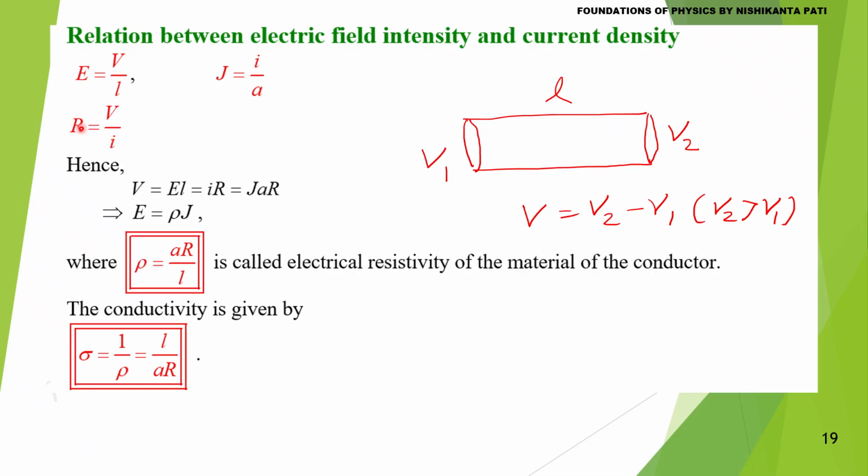The resistance of the conductor is V by I. So V equal to IR, V equal to EL, I equal to JA. So it implies V is equal to JAR, or E is equal to rho J, rho equal to AR by L. This is called electrical resistivity, formerly known as specific resistance. The conductivity of the material is 1 by resistivity.